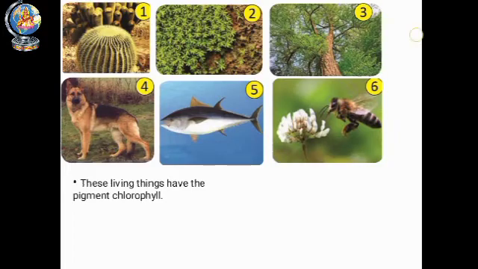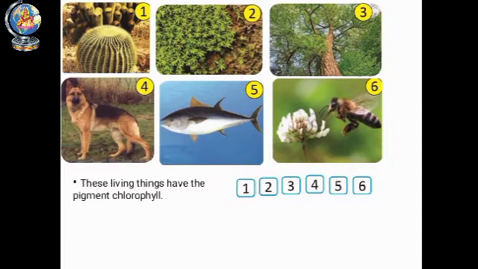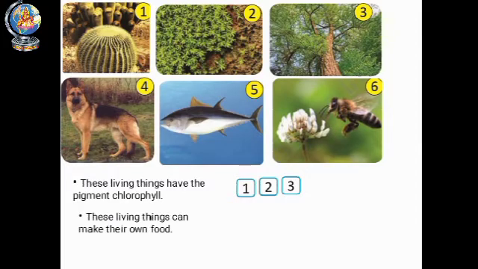Next question. These living things have the pigment chlorophyll. Now from 1 to 6, which living thing has the pigment chlorophyll, means the green color pigment chlorophyll? So it is connected with 1, 2 and 3, right? Because they are plants. But 4, 5 and 6 don't have chlorophyll. Okay, these living things can make their own food. Which living things can make their own food? Think. So see here, 1, 2 and 3 can make their own food, right?